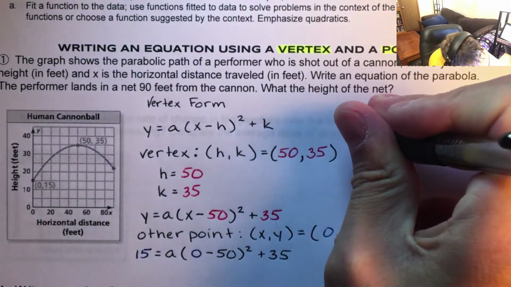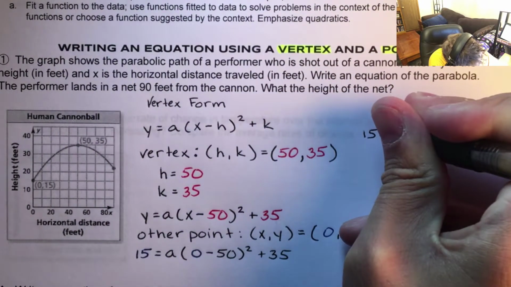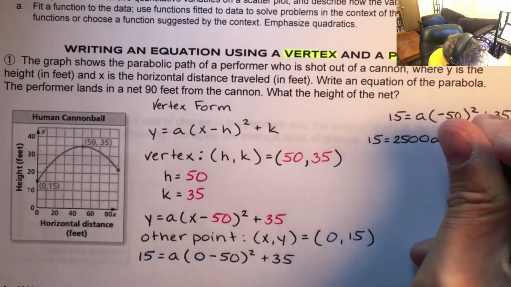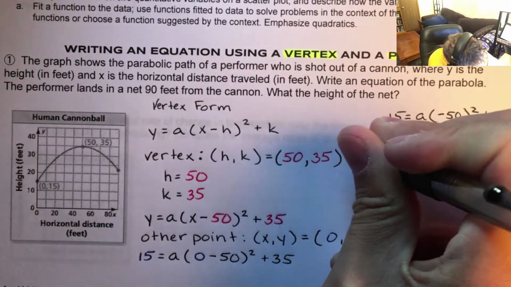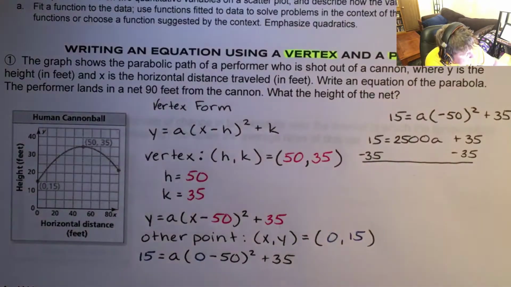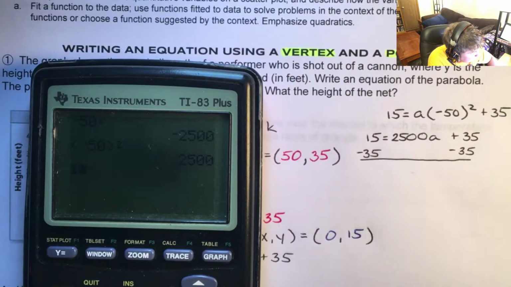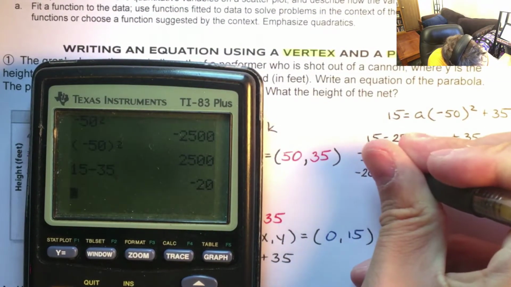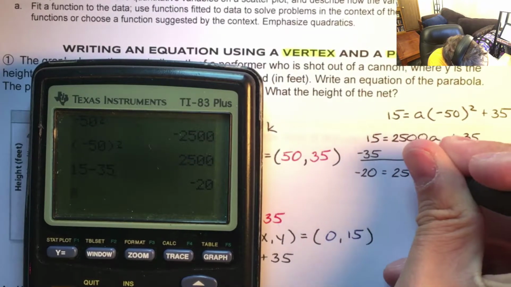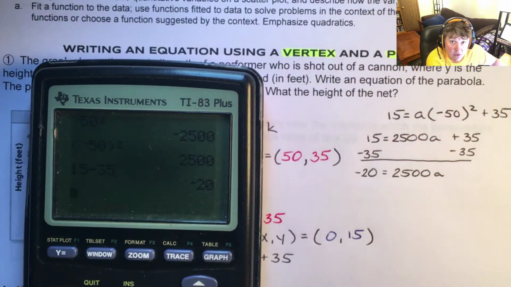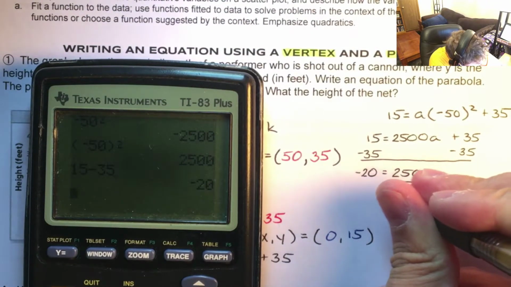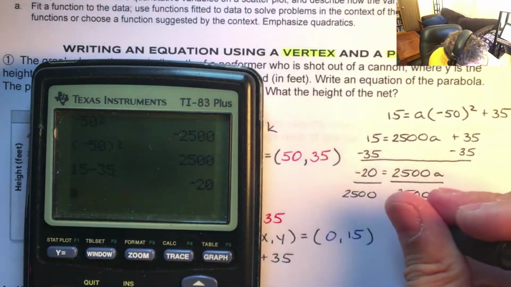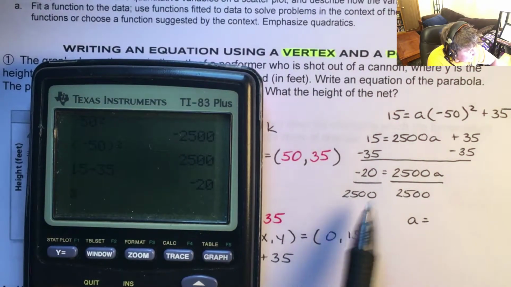Okay, so here I'm going to have 15 is now equal to 2,500 A plus 35. Minus 35 from each side. I believe that's negative 20. And then here I have 2,500 A. If I want to get the A by itself, I'm going to divide by 2,500. Now A is going to be equal to, and then here we could get a decimal.